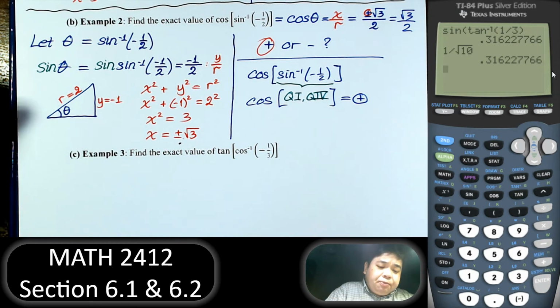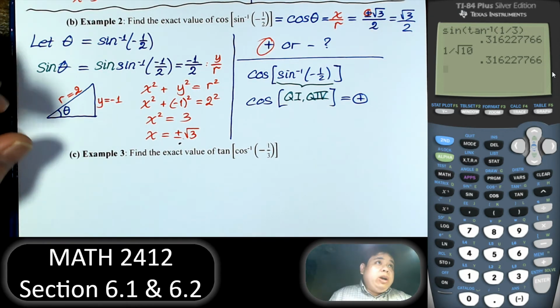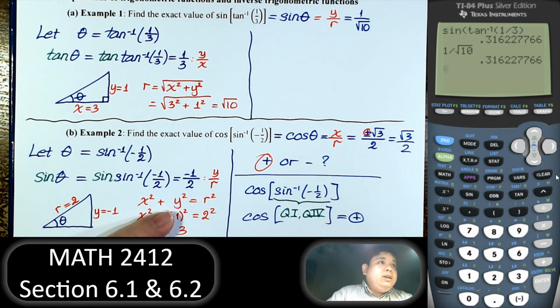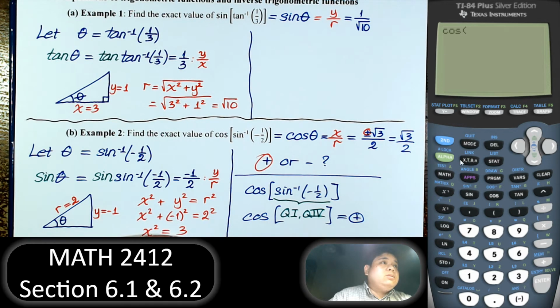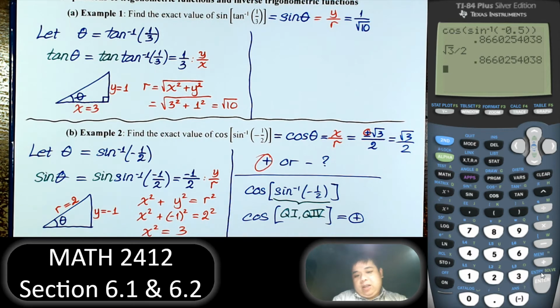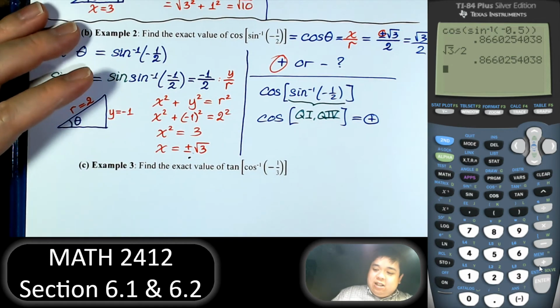Right, next. By the way, if we're not sure about that, we can just say cosine of sine inverse of -0.5, right? Is that equal to square root of 3 over 2? Yes, so it is positive, and the value is that.